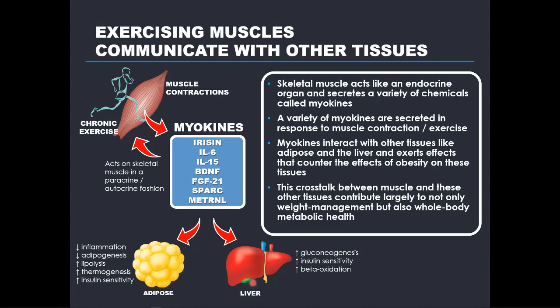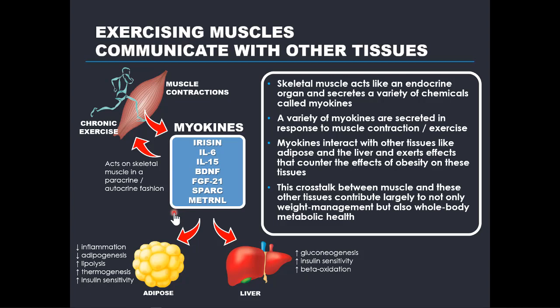Now, in the liver, we see effects such as increased gluconeogenesis, which is the formation of glucose, an important fuel molecule, increased insulin sensitivity, and increased beta oxidation, which is fat oxidation. Overall, exercise has long-term benefits to the whole body, not just in muscle. We also see that exercised muscles can communicate with other cells in the body to improve overall metabolic function that is anti-obesogenic and pro-weight control, and also pro-metabolic health.